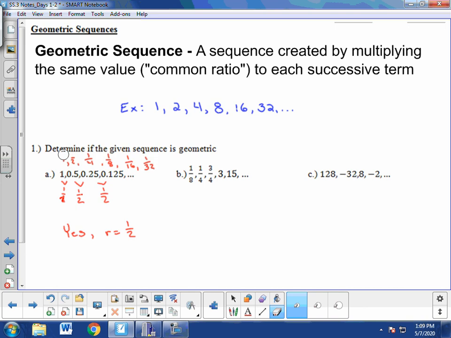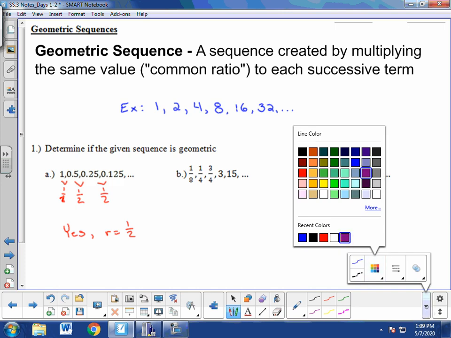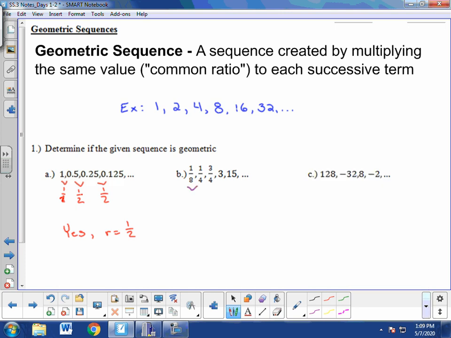Go ahead and take a look at B. In B, this one's written as fractions and not decimals, so we may not need the calculator here. So I could take a look at the 1/4 and the 1/8.